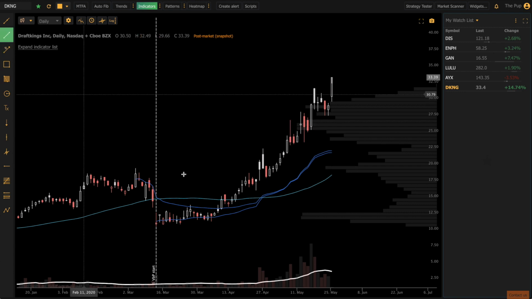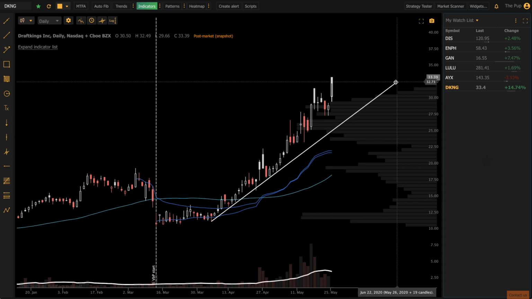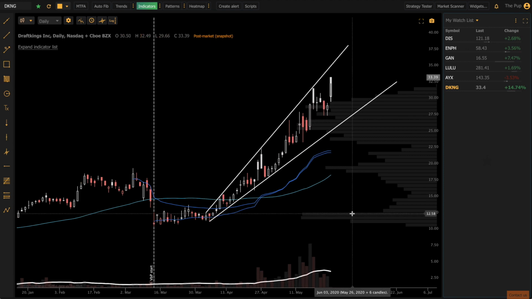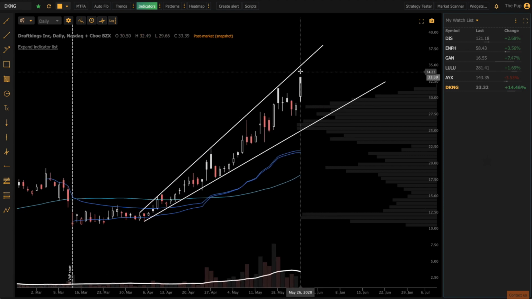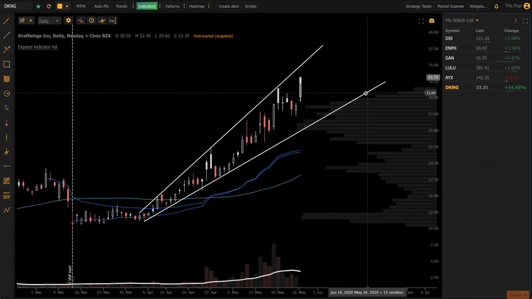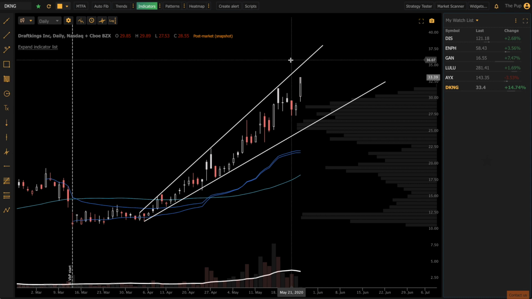But we do have a nice vertical, actually even a broadening vertical pattern here. So let's look to see what happens if we touch this maybe $36 level up here, potentially touch that and sell off back into support. But let's wait to see what happens.